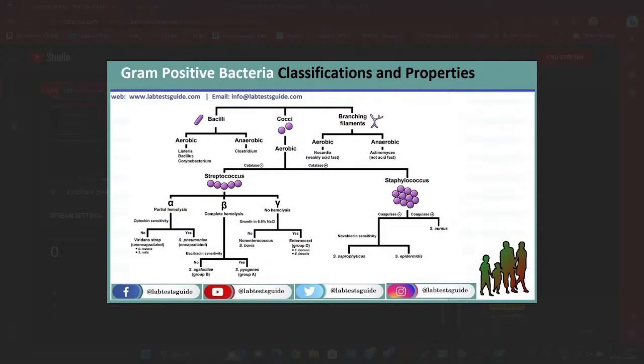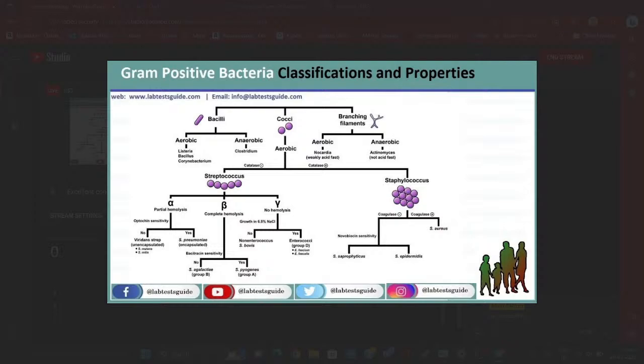So today we are going to talk about all the gram-positive bacteria. First of all, what are bacteria? Bacteria is an organism. It's a kingdom in the living kingdom. Bacteria are small organisms which can live independently.